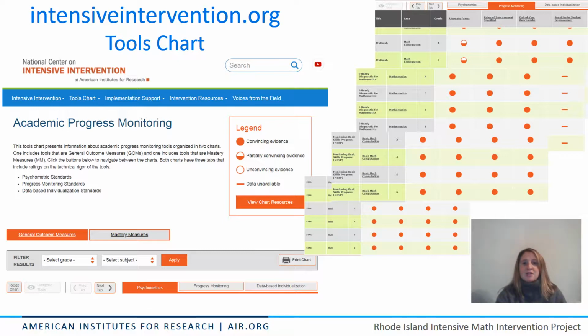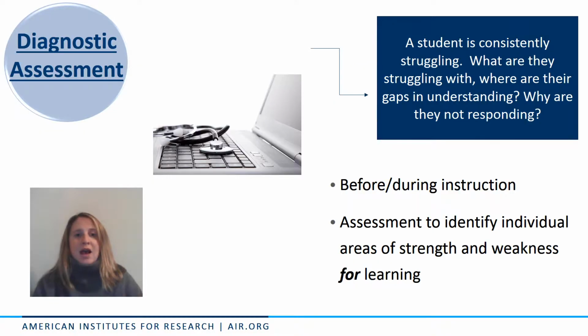They show ratings on various elements, including reliability, validity, number of alternate forms, rates of improvement, benchmarks, and sensitivity to student improvement. This tools chart is like a consumer report for progress monitoring tools. The tools may appear to have good ratings, but you have to do a little bit of investigation and research into the tools themselves to see if they are an appropriate fit for your population. Now, let's dig into diagnostic assessment.